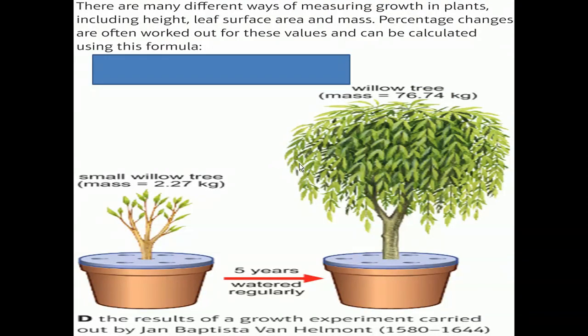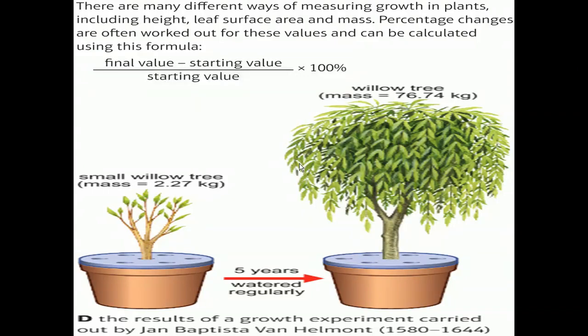To find out the percentage change in mass, or the growth in plants, it is the final value minus the starting value divided by the starting value multiplied by 100, because it's a percentage. So here it would be 76.74 minus 2.27. You divide this by 2.27 and then multiply it by 100. So this plant here, in Van Helmont's famous experiment, the mass increased by 3,281%.